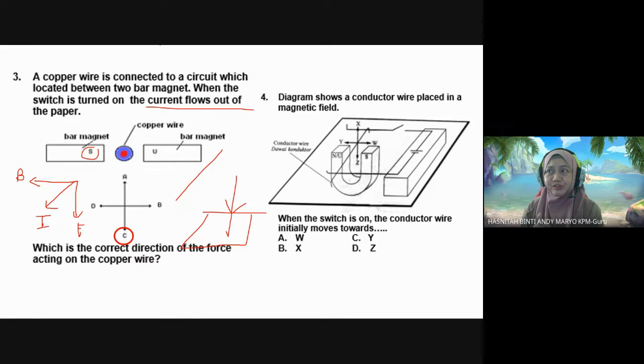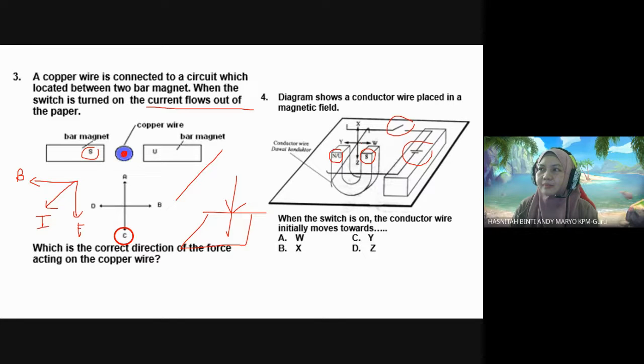The diagram shows a conductor wire placed in a magnetic field. You can see this is our north pole on the left, south pole on the right. This is the direction of current flow across the coil, students. We have 4 directions, X, Y, W, and Z. When you close this switch, which is on, the conductor will move where? Move to X, Y, W, or Z? Where to? So how to place our fingers here?